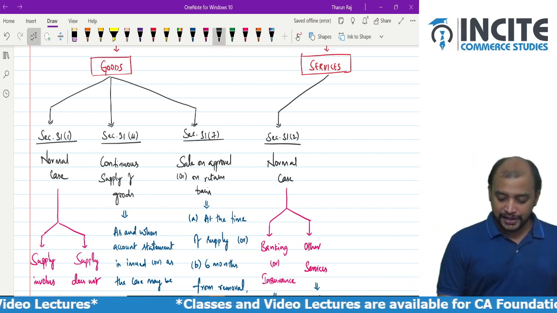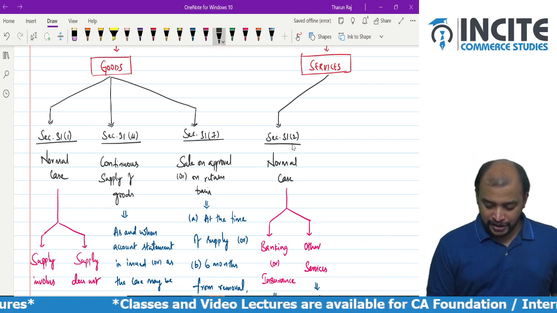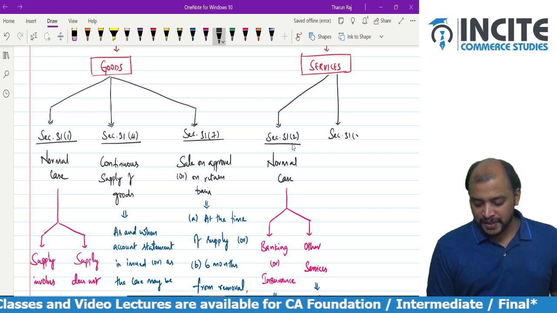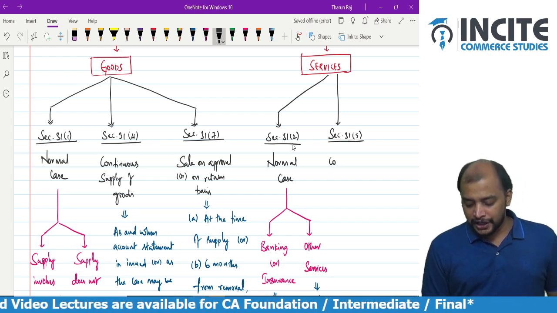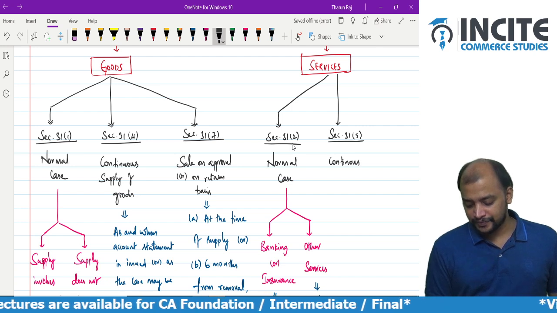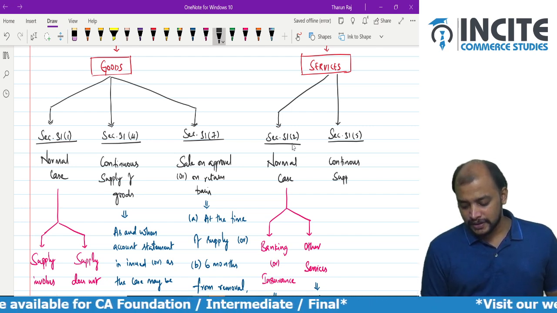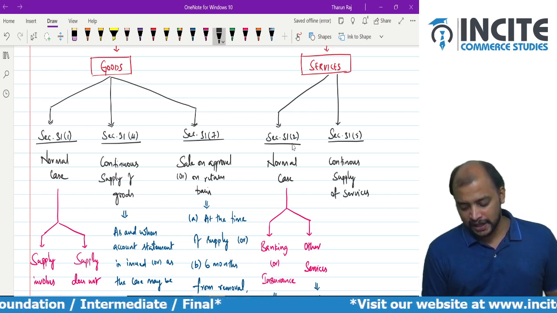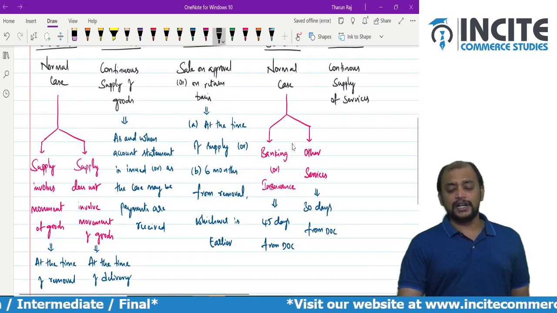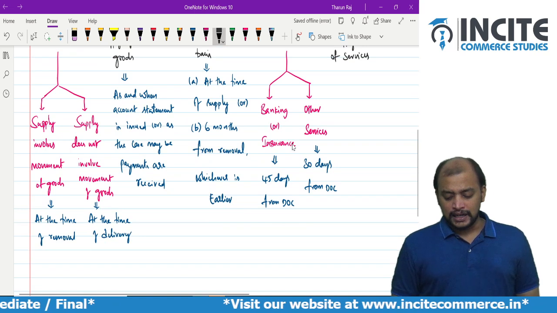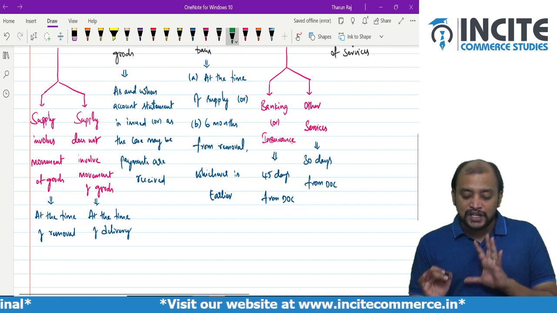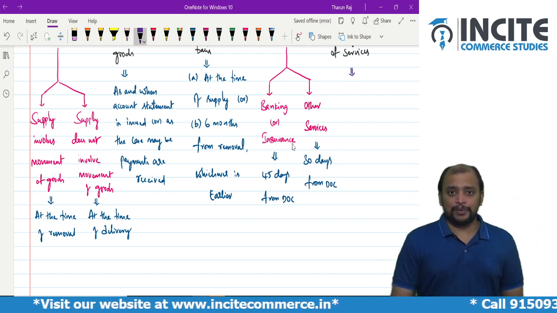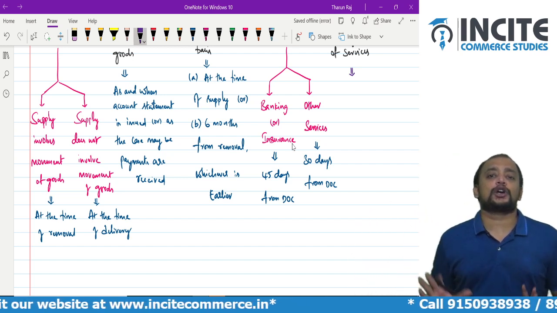Okay. So in case of services, that is section 31 subsection 5, continuous supply of services, what will be taken as the due date of invoice? It depends here. See, continuous supply of service means what? First, we need to understand that. It takes more than 3 months to complete and involves periodical payment obligations.